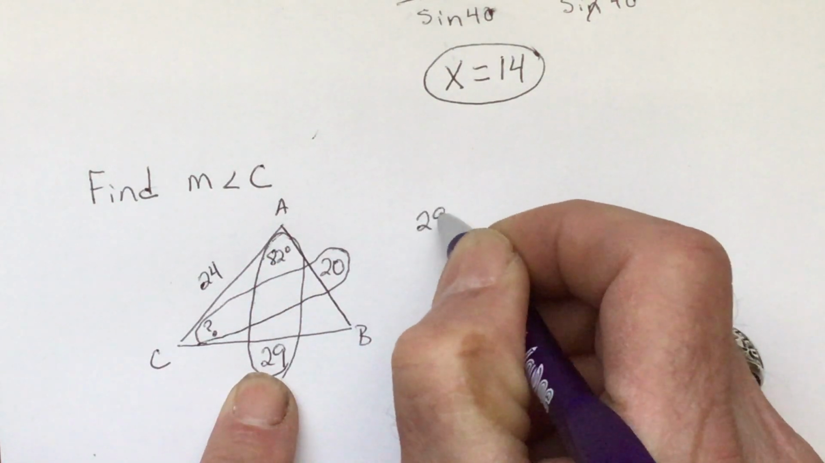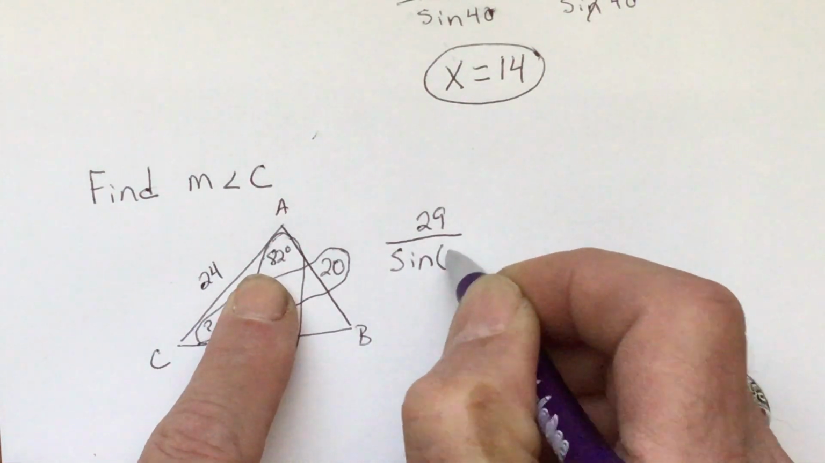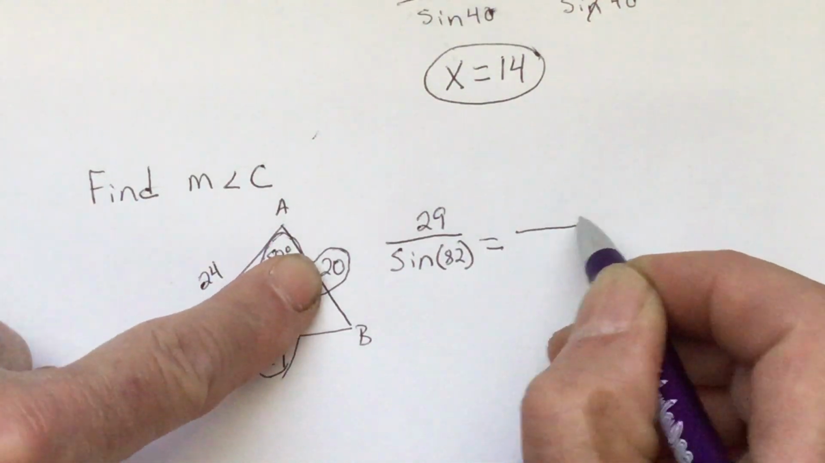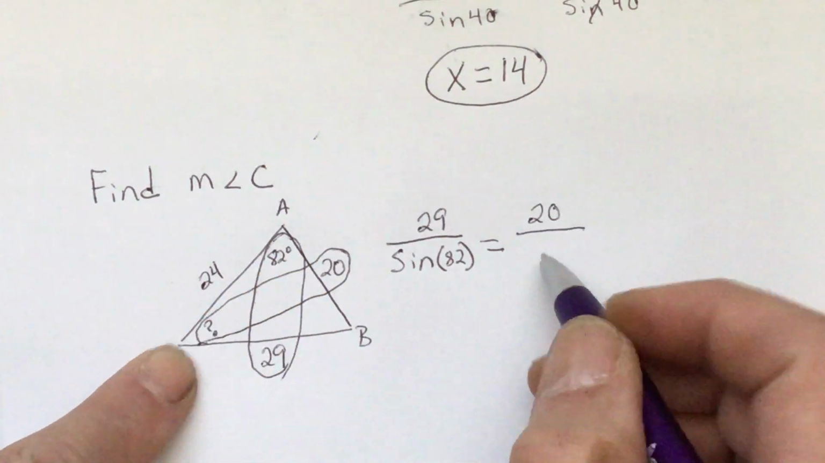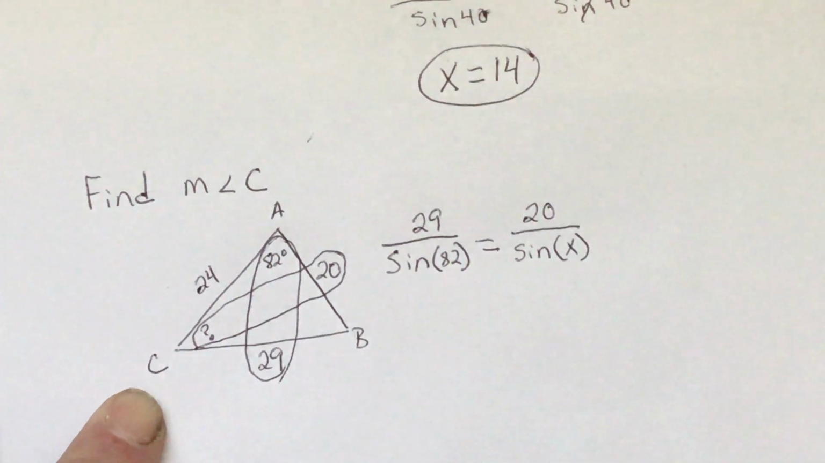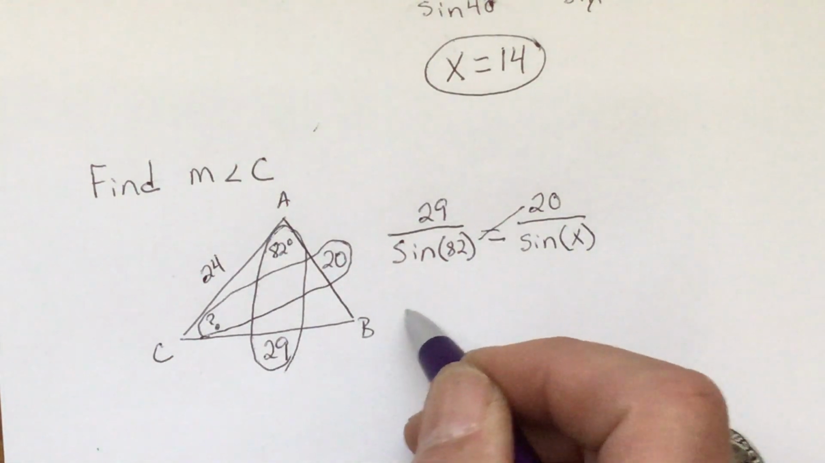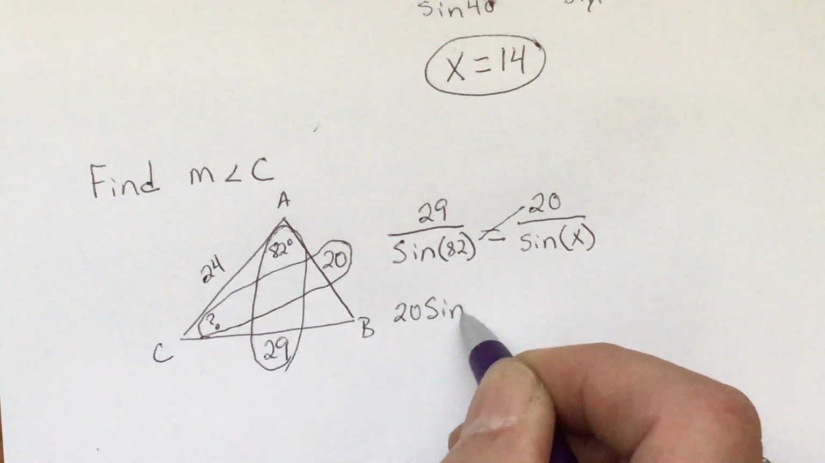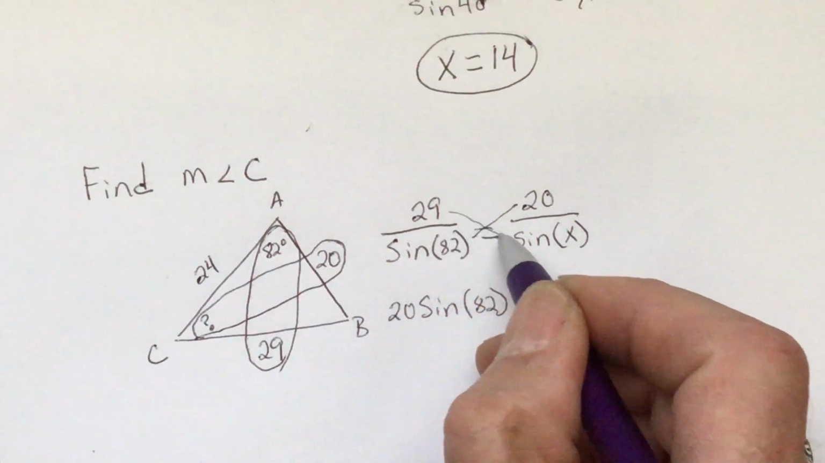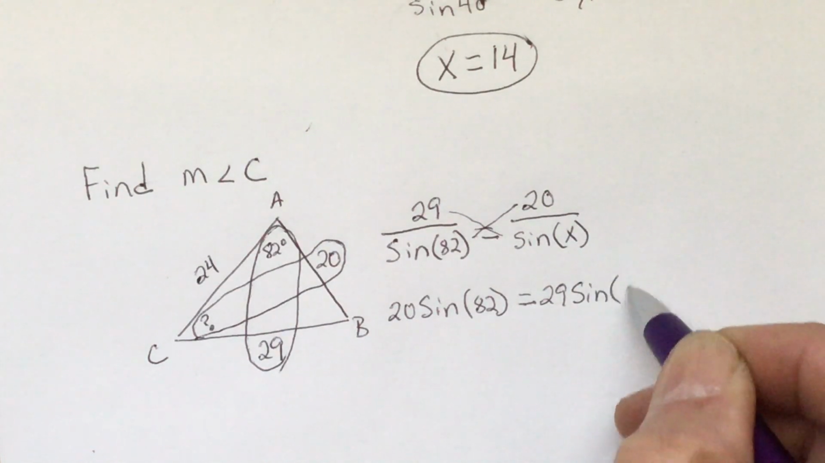Okay, 29, the side measure, over sine of 82 equals, now here's the other ratio, 20 over sine of x. Go ahead and cross multiply just like we did before. 20 sine of 82 equals, now this one, 29 sine of x.